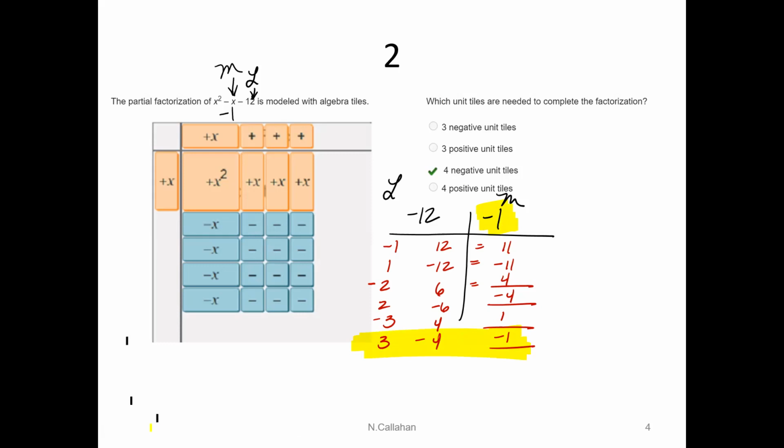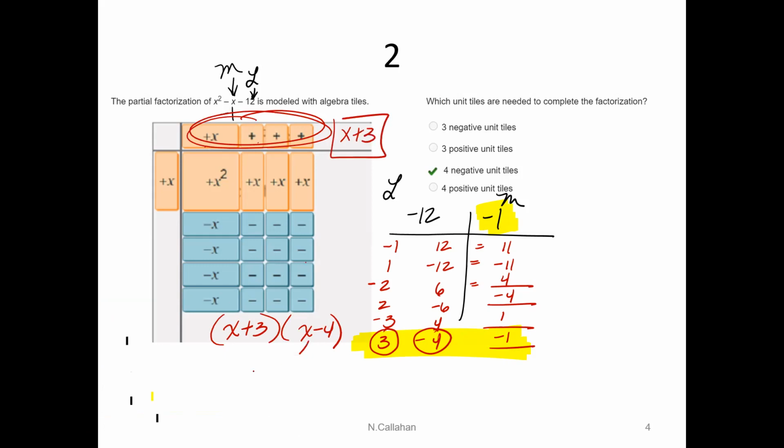Do you guys see that? So then your answer here in this situation is just going to be +3, -4, as in x plus 3, x minus 4. So if you look at the top right here, do you see how it's x plus plus plus? So that's x plus 3. Over here, you don't have that. So what are you missing? x minus 4. So your answer is 4 negative units. So kind of soak that in a little bit, you guys.